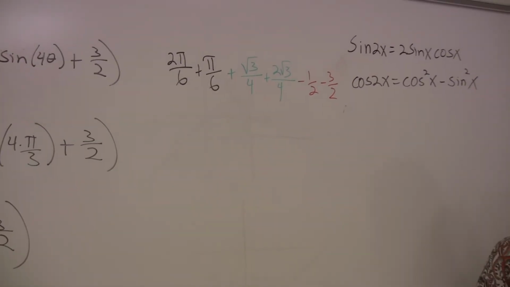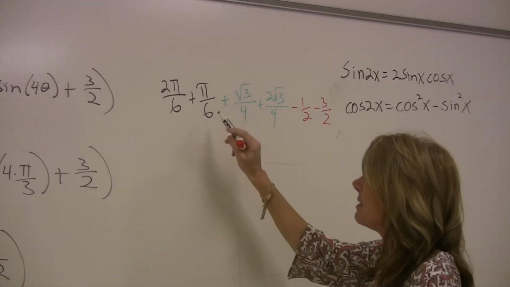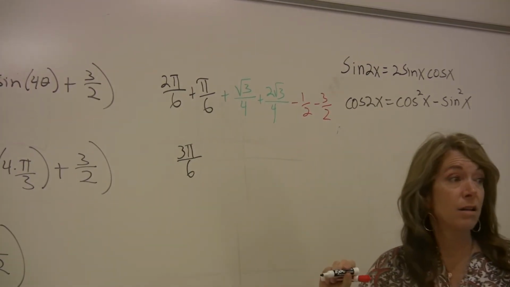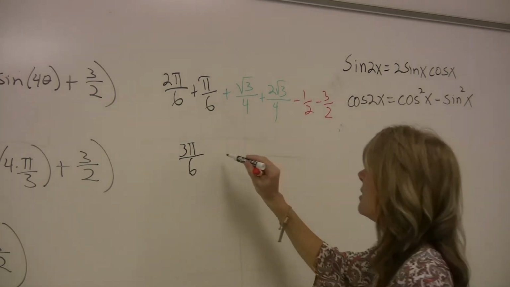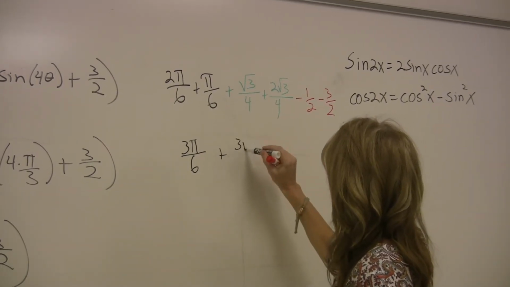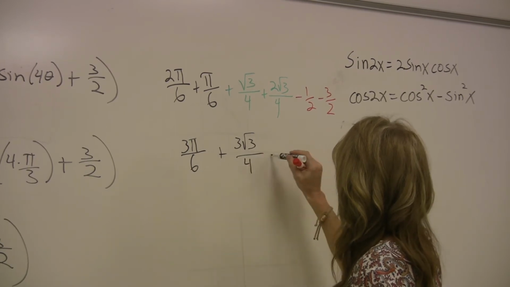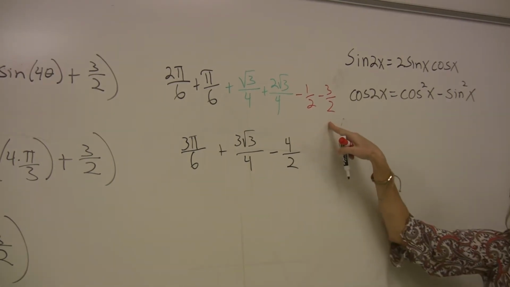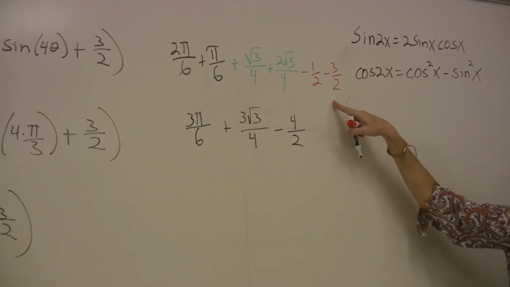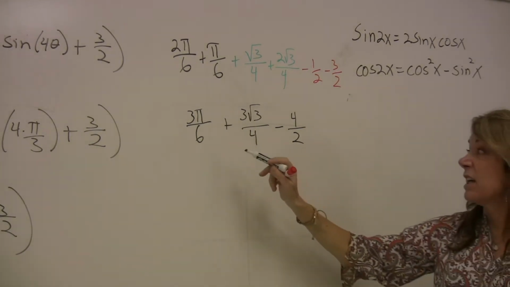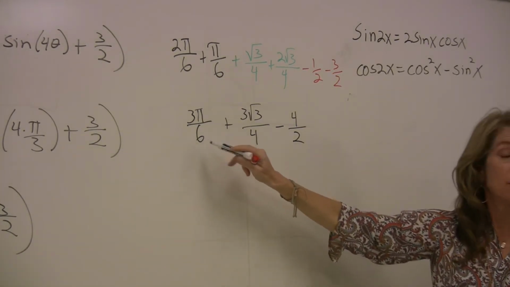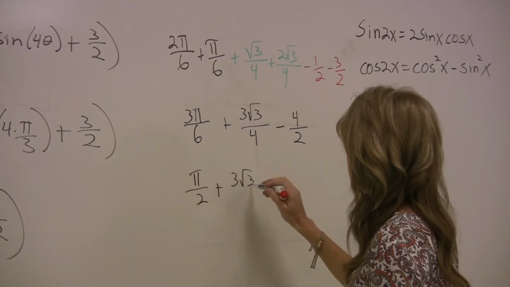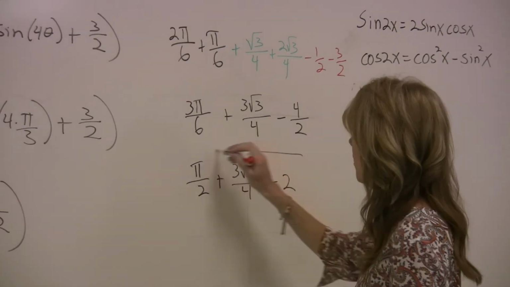It's all algebra, unfortunately. When I combine these, I get 3π/6, plus 1 plus 2, 3 square root of 3 over 4, minus 4/2. And so finally, the only thing I can do now is simplify this, which is just π/2. This is just ugly, it doesn't reduce. And there's a 2 right there.